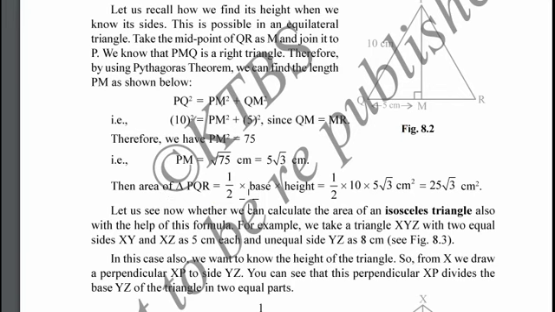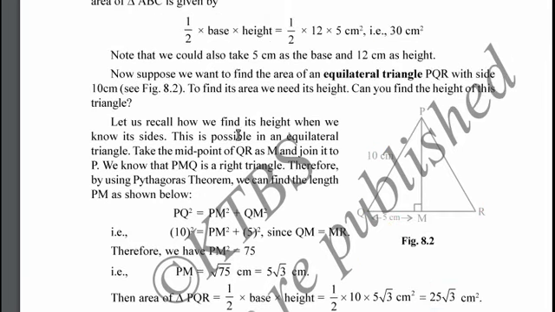Half into base is 10 centimeter and height is 5 times square root of 3. Half of 2 is 1, and 1 times 5 times 5 is 25. 25 into square root of 3 centimeter square is the area of this triangle PQR. This is about the equilateral triangle.